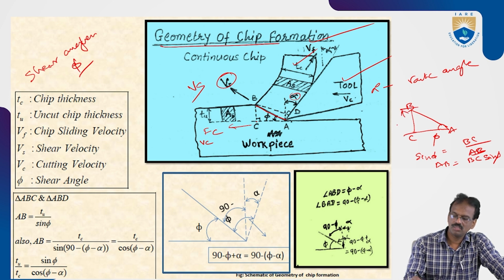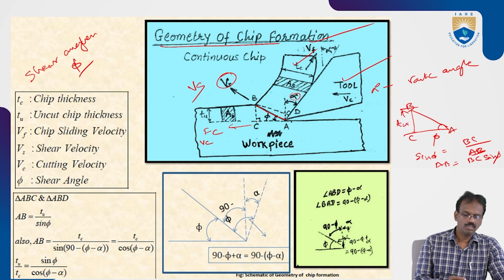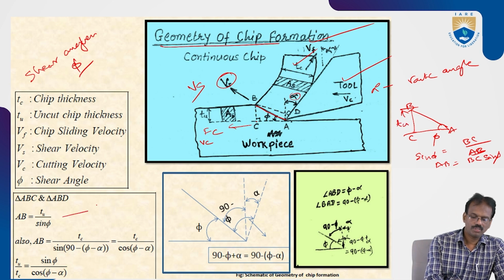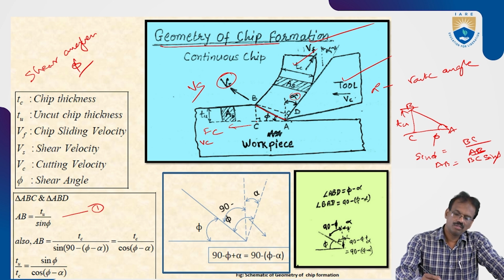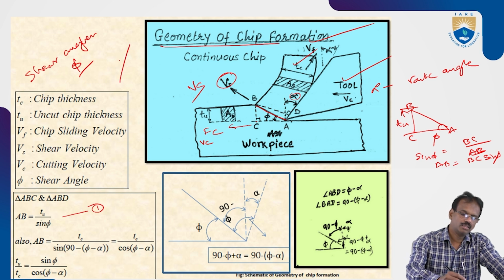So you can see this is the uncut chip thickness Tu. Okay. So then AB is equal to Tu by sin phi, that is equation 1 you can take. Then extend a dotted line from B to the reference line, a vertical line that meets that point, that is the D. Okay.